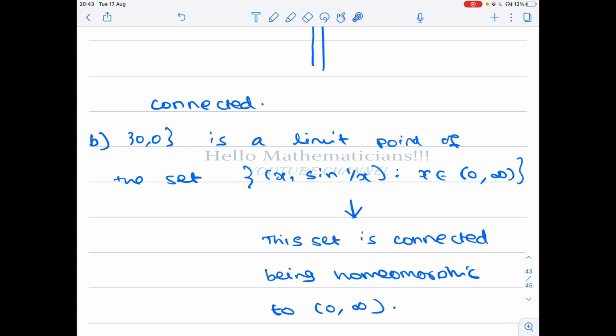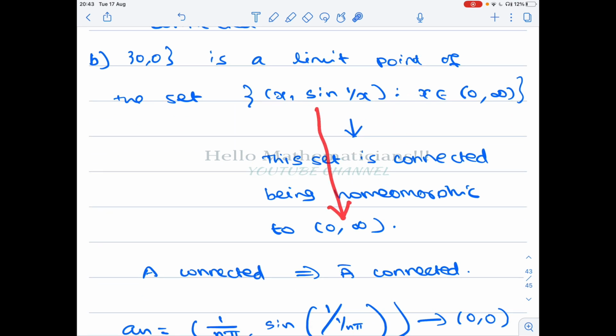Now this set is a connected set because it is homeomorphic to the open interval 0 to infinity. From here to here, there is a continuous function given by projection onto the first coordinate. From here to here, you have a continuous function sending x to x comma sine 1 by x. Since the function sine 1 by x is continuous on open 0 to infinity, this map is also a continuous function. So this is homeomorphic to 0 to infinity.